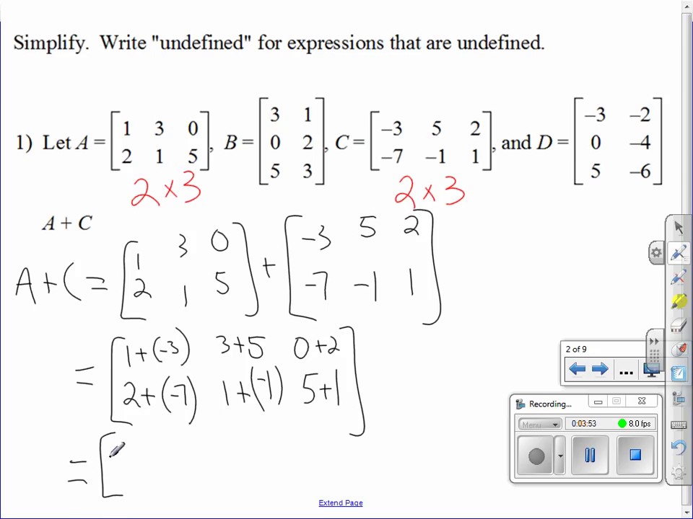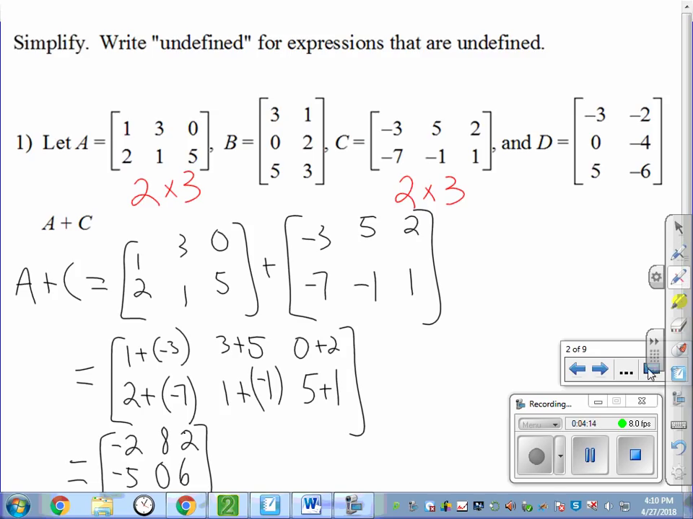1 plus -3, -2. 2 plus -7, -5. 3 plus 5, 8. 1 plus -1, a 0. 0 plus 2, 2. 5 plus 1, 6. Boom, there's our answer. This problem's finished. I think you guys know what's coming.